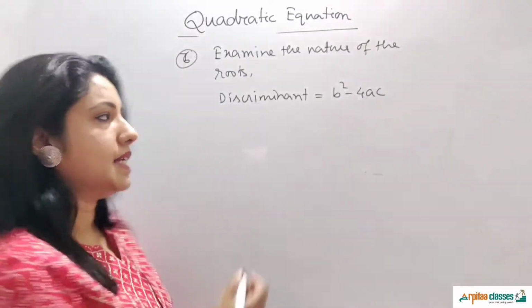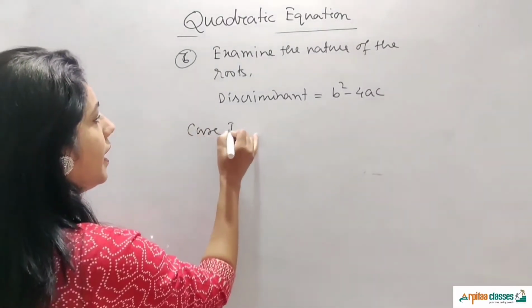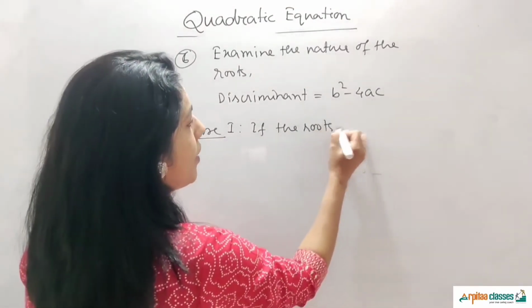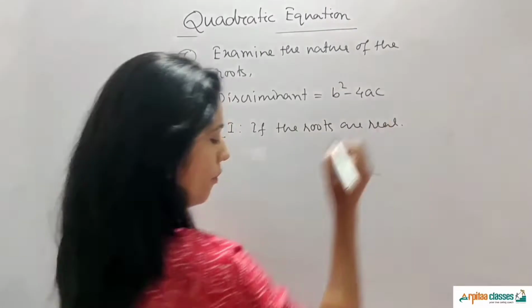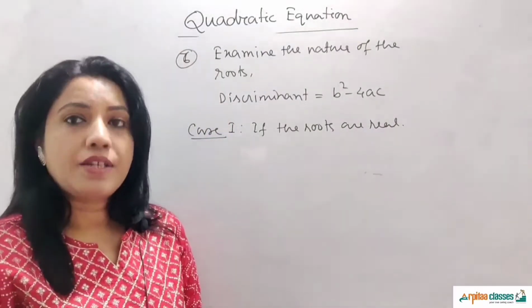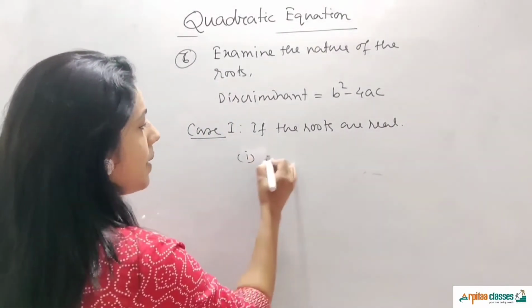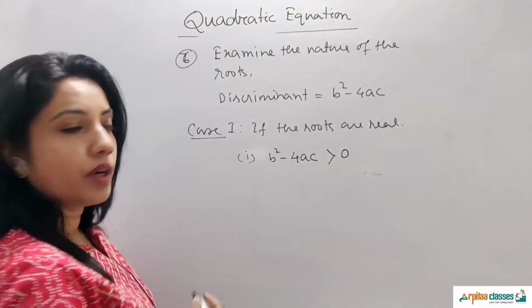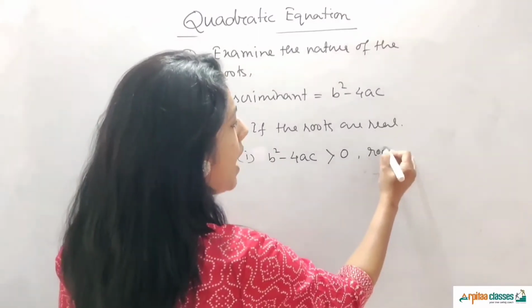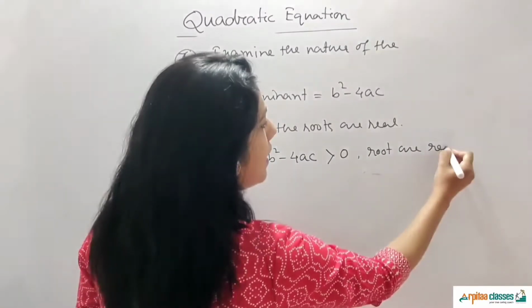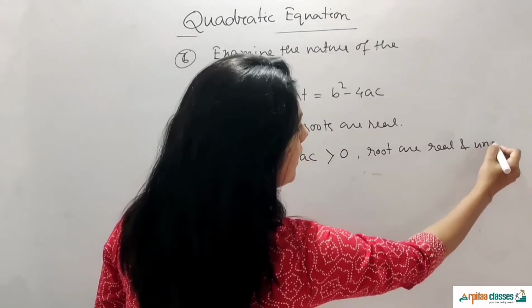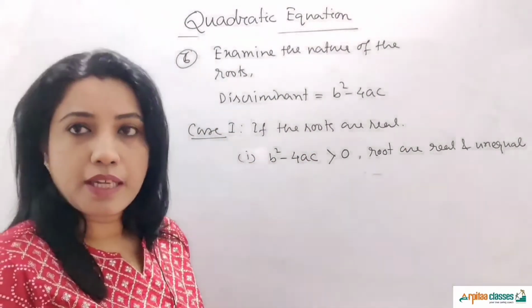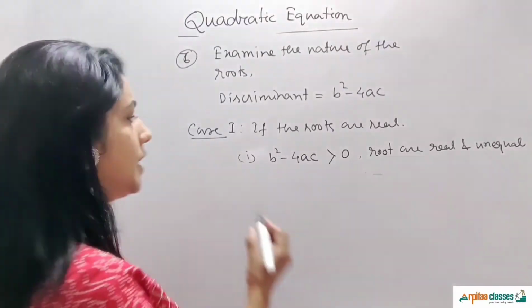Here we have two cases. Case 1, if the roots are real. When the roots are real, we have three criteria. First is b square minus 4ac is greater than 0, then roots are real and unequal. If b square minus 4ac is greater than 0, roots are real and unequal.